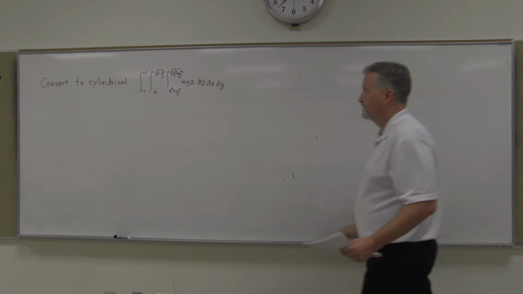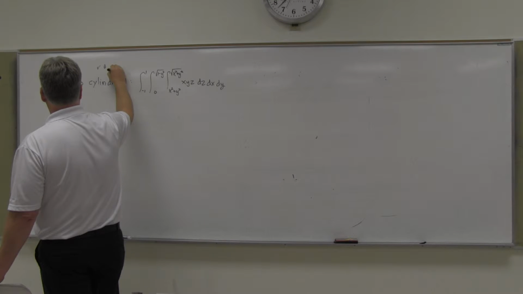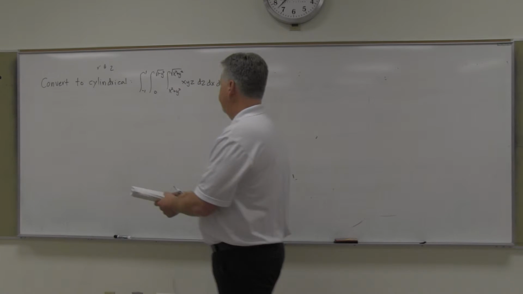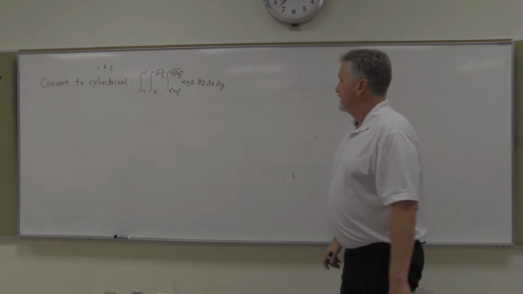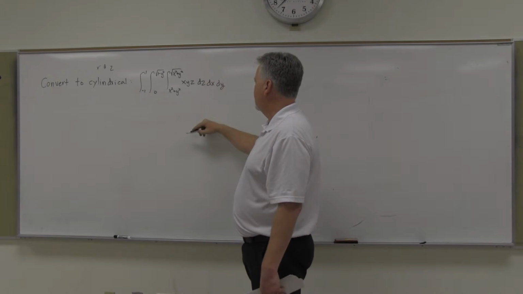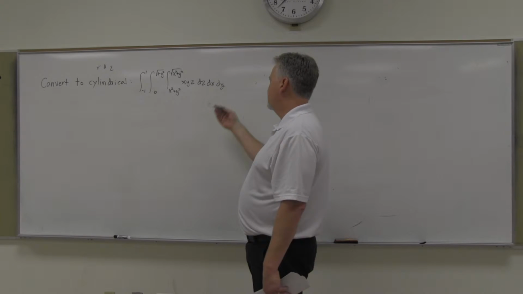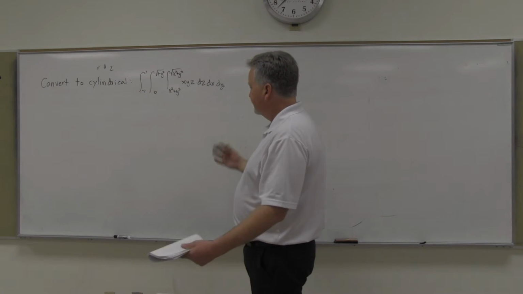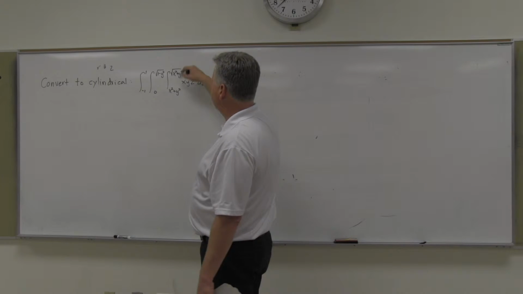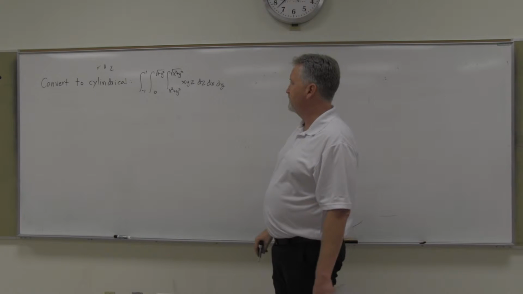So again, cylindrical, that's r, thetas, and z's. Well, of course, we've got the conversion for x and y. That won't be hard. dz dx dy, we know that's r dz dr d theta. So the only thing then is figuring out what these limits change to if we do that.